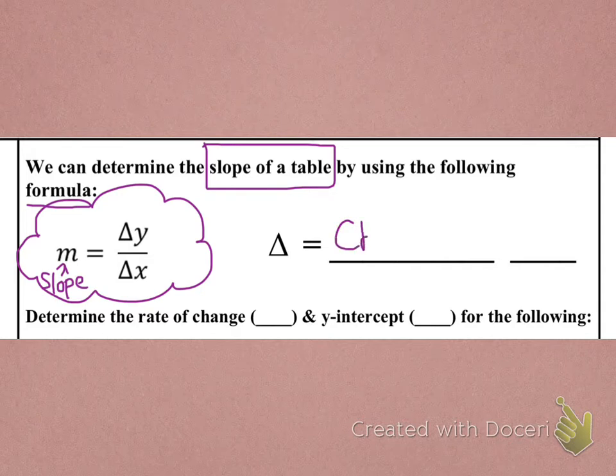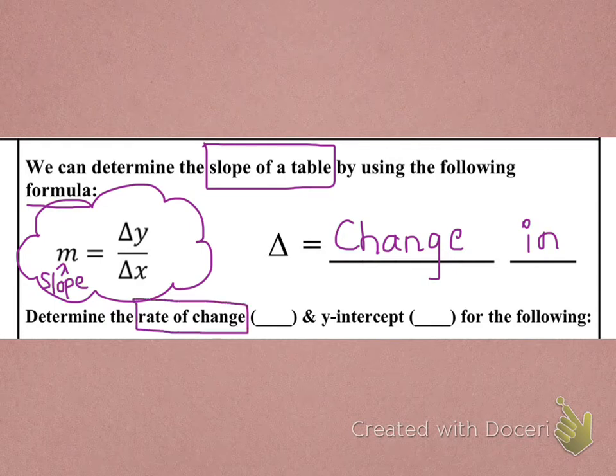So we're going to write that down. Change in. Okay, so to find M, the slope on a table, we have to do change in y divided by change in x. Okay, so for the four tables, we are going to determine the rate of change.